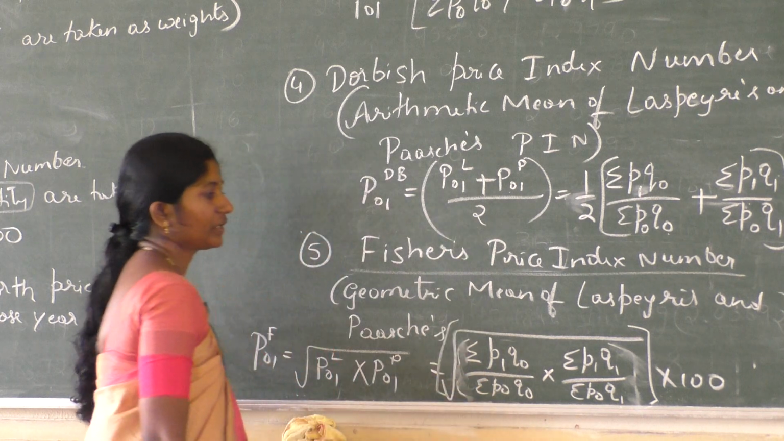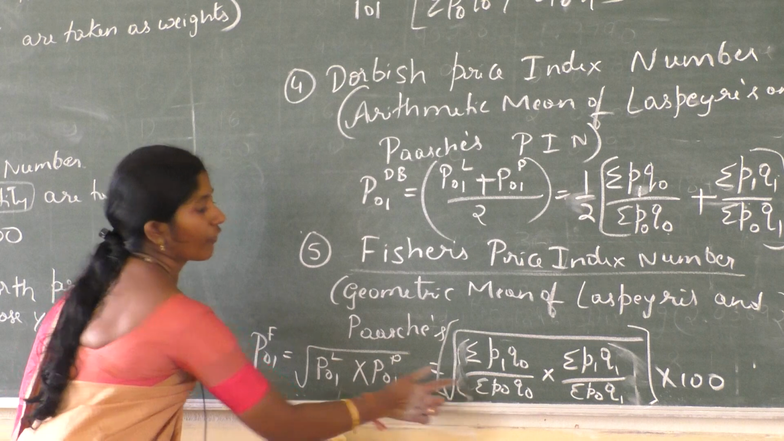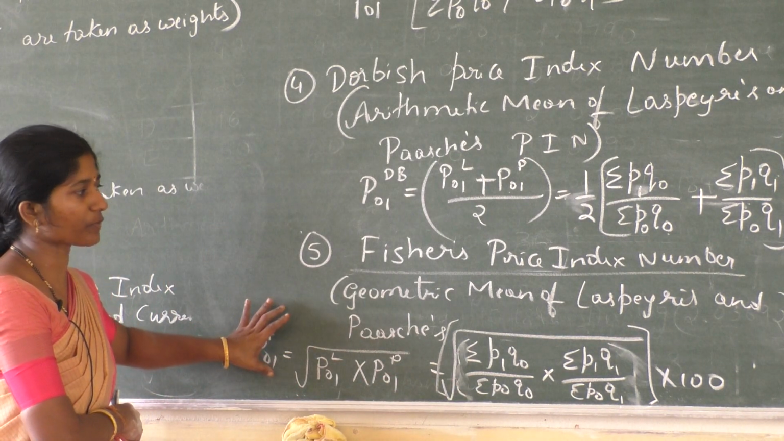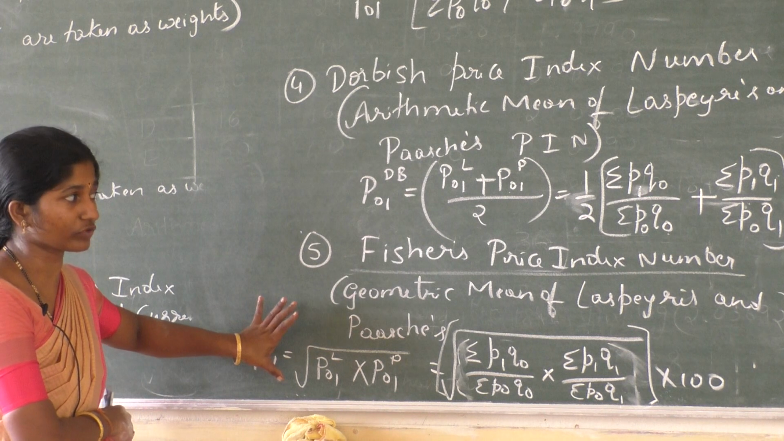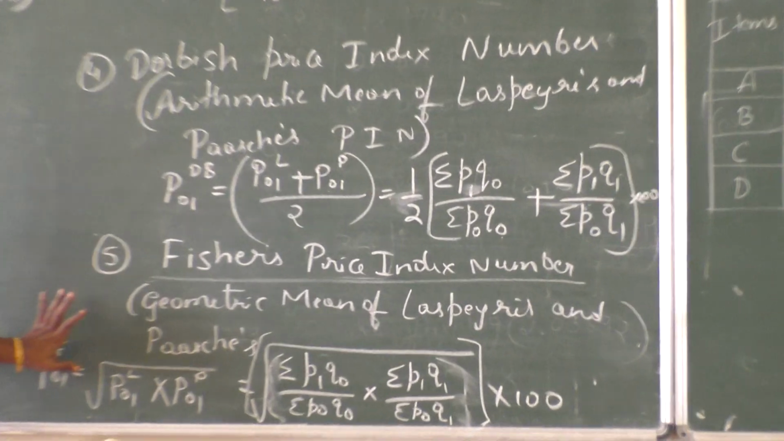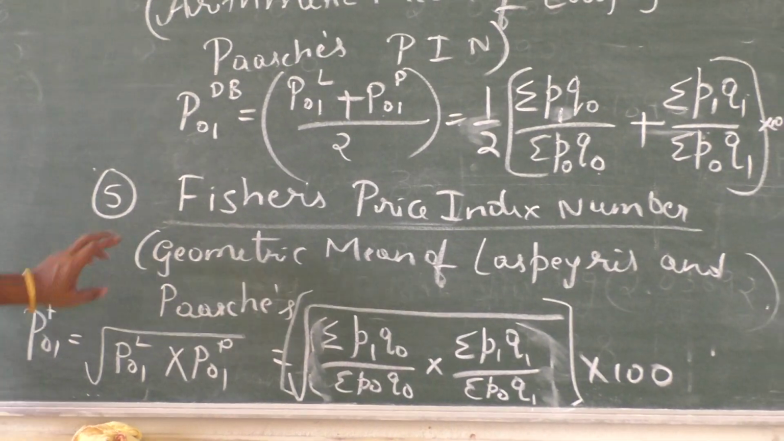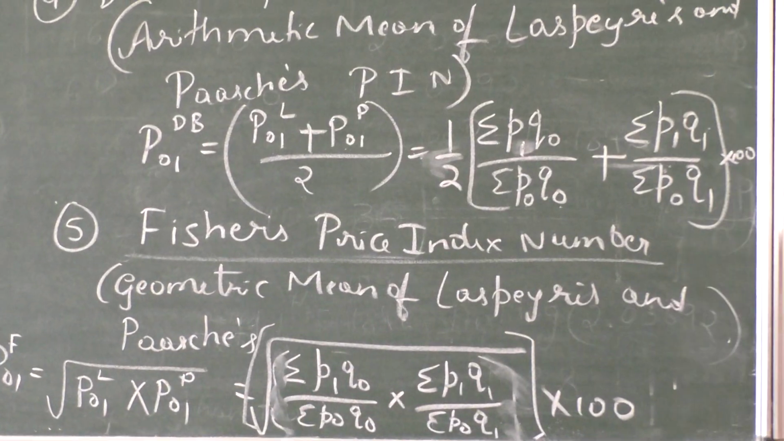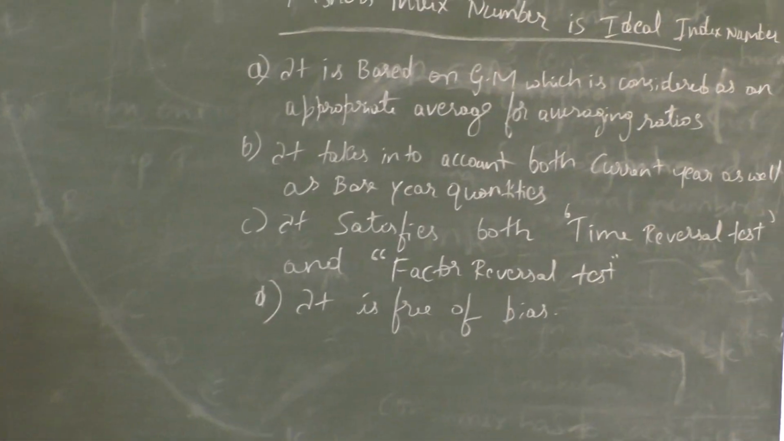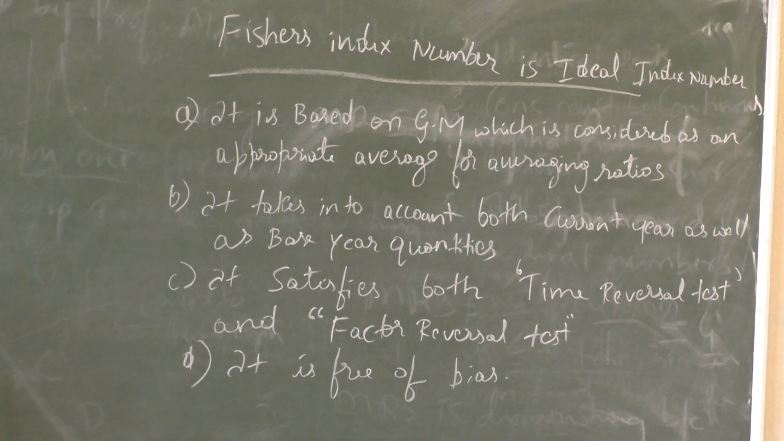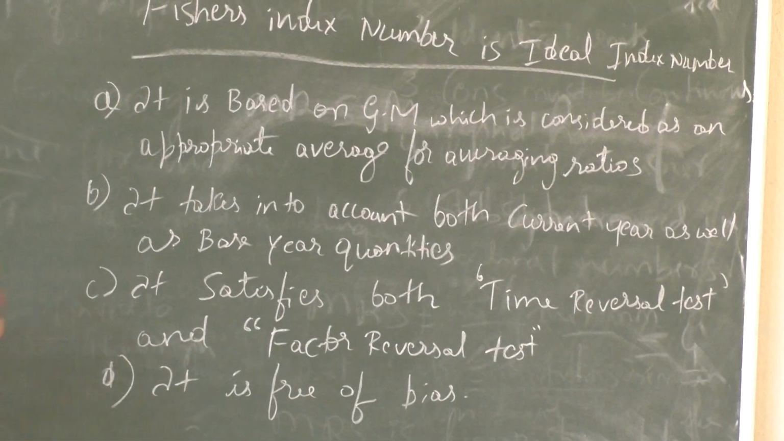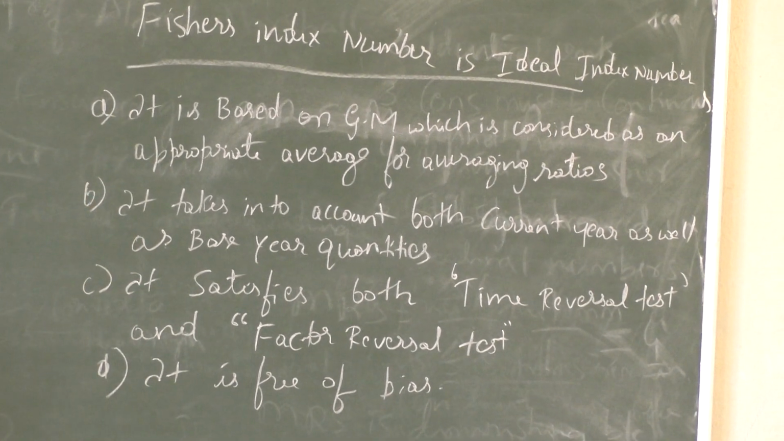Like this, into 100. This is the formula of Fisher's price index number. I told you that this is very important. It is also called the ideal index number. Why? Because I have written 4 points here: why Fisher's index number is also called the ideal index number. So first one, it is based on geometric mean.